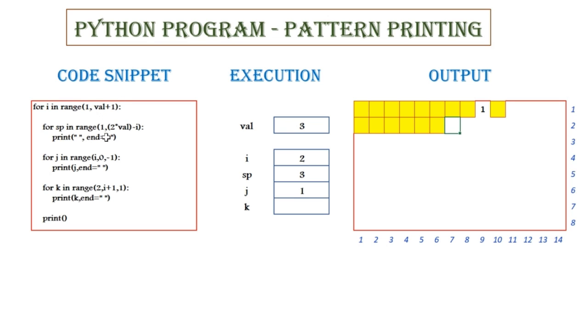Next, when the value of SP becomes 4, it will be 4 comma 4. So the control will exit from this for loop and then it will go to the next for loop. For j in range of 2 comma 0 comma minus 1. So now the value of j is going to be 2 and we are going to print the value of j, which is 2, followed by a blank space.